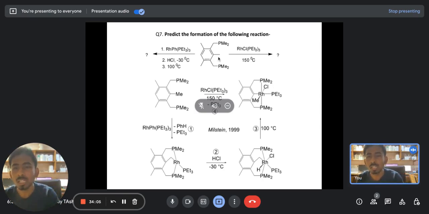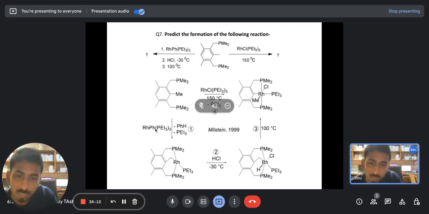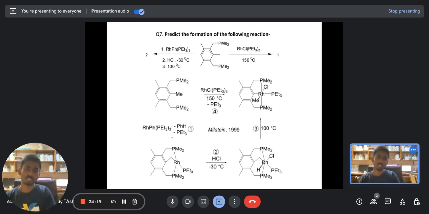Now let's come to the other option. What happens when treated with RhPh(PEt3)3? So here, when they are treating the compound with RhPh(PEt3)3, instead of C-C activation, C-H activation takes place. So your question will be why?